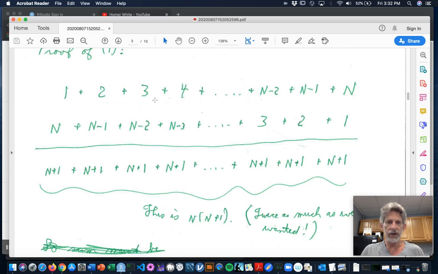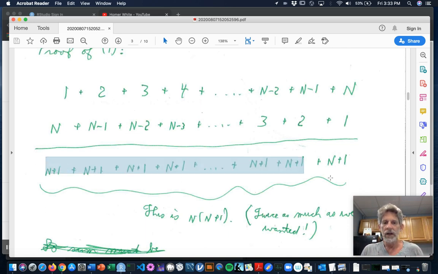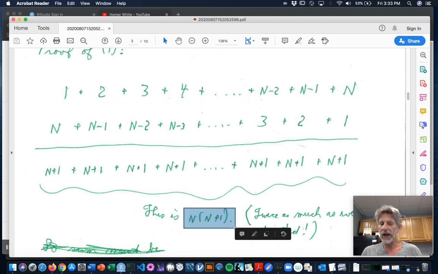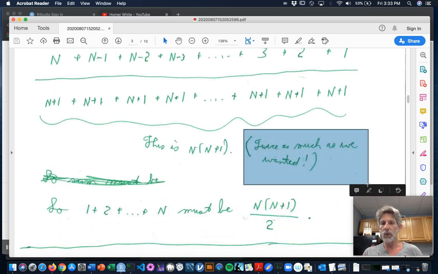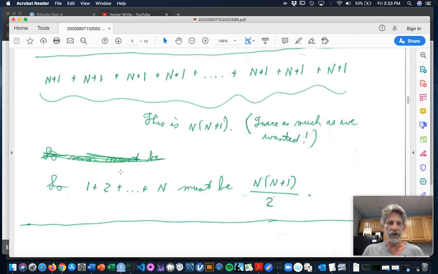Moving along to the third column and the fourth column and each subsequent column, every change you make increases the top by 1 and decreases the bottom by 1, thus not changing the sum of the column. It's N plus 1 every time. So what do you got there for that total? You've got N plus 1s because you have N columns. But that is twice as much as the sum that you wanted, you know? So the sum you wanted must be half of the N times N plus 1. Great proof.